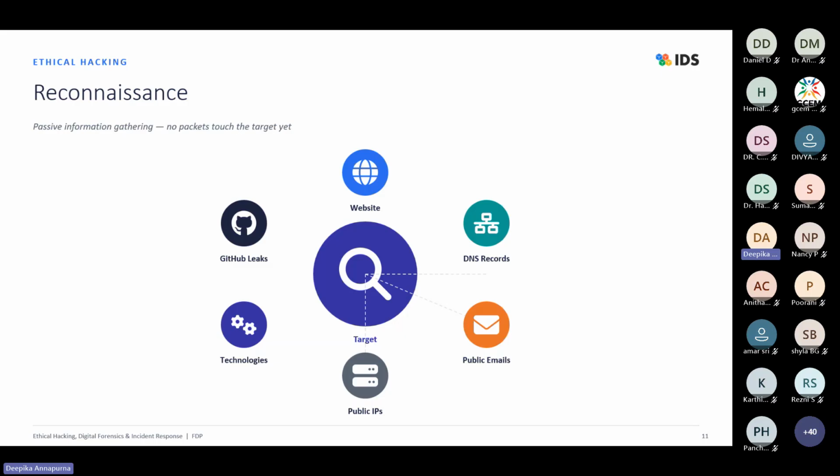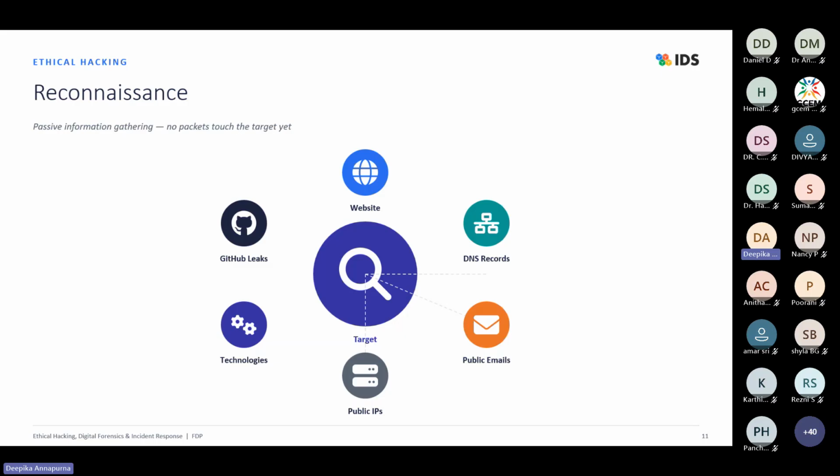So what are the information gathering fields? The first one is the website. The company website or the organization website, he will check what is inside it. The second one is the DNS records of the organization. The third one is public emails, whether any public email is available. He will note down all the public IP addresses of the company. Next, GitHub leaks, like GitHub repositories. If any code or repository is made public, he will check. And the technologies used, everything, he will be gathering all the information.